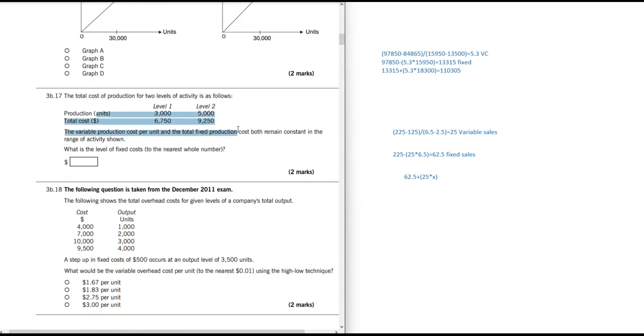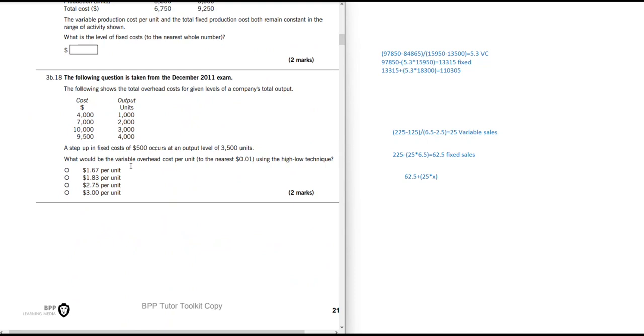Okay, next, Hi-Lo method as well. Nothing new here. What would be the variable cost per unit? The answer is 0.01 using the Hi-Lo method. Okay, this is the Hi-Lo method, but this has something interesting. The following shows total overhead cost for a given level of company's total output. We have cost and then units. We have 1,000, 2,000, 3,000, 4,000.